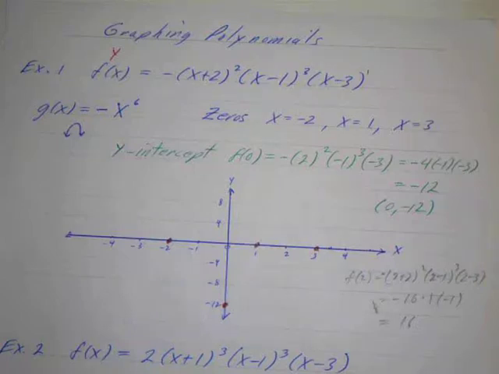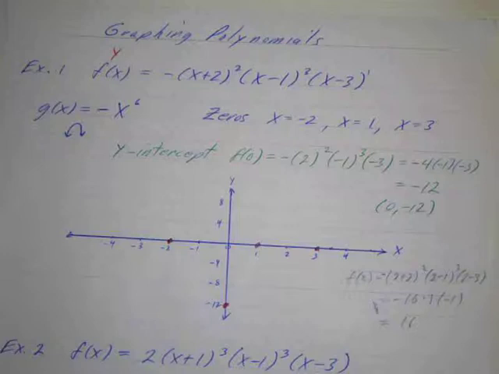There's only 4 possibilities. Positive even, like x squared. Negative even, like negative x squared. Positive odd, like x, which is just x to the first, and negative odd, which is like negative x. So those are only 4 possibilities. So those are your end behavior models.